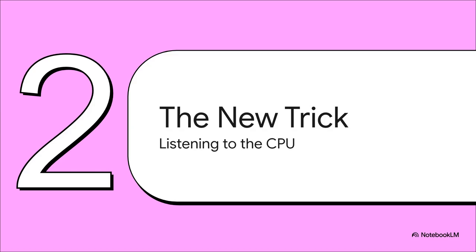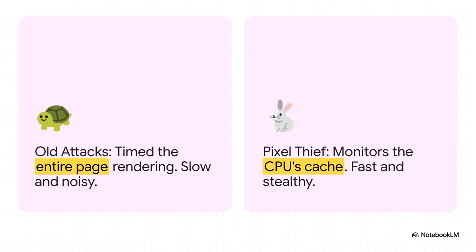Well, not quite. See, the thieves just found a much, much smarter way in. They basically stopped trying to time how long it took to open the front door and instead started listening to the vibrations coming from inside the vault itself. And this is where you see the huge leap. The old attacks were timing the entire very noisy process of rendering a web page. But Pixel Thief does something way more subtle. It listens directly to the CPU's own short-term memory, the cache, to see what data it just used. It's like the difference between timing how long a chef is in the kitchen versus just peeking at which ingredients are left on the cutting board to figure out what they made.